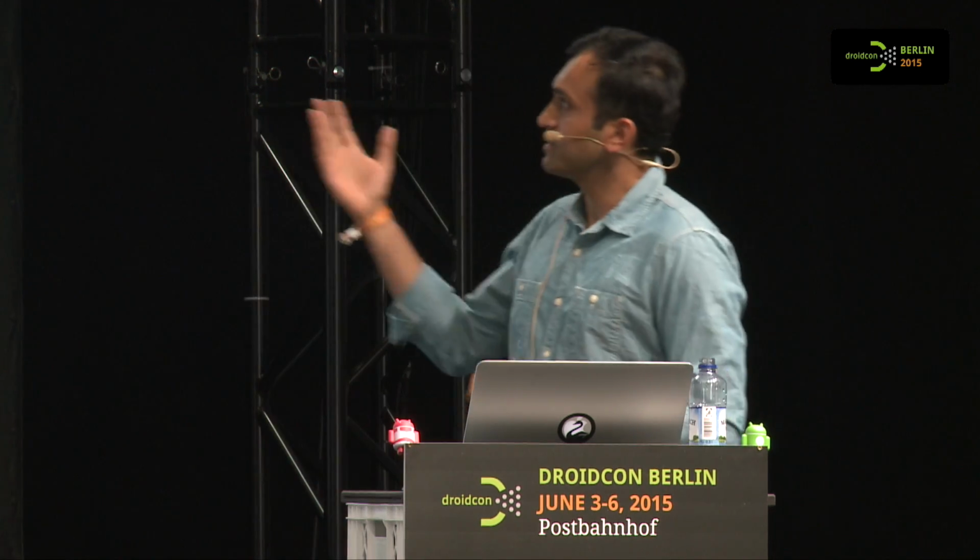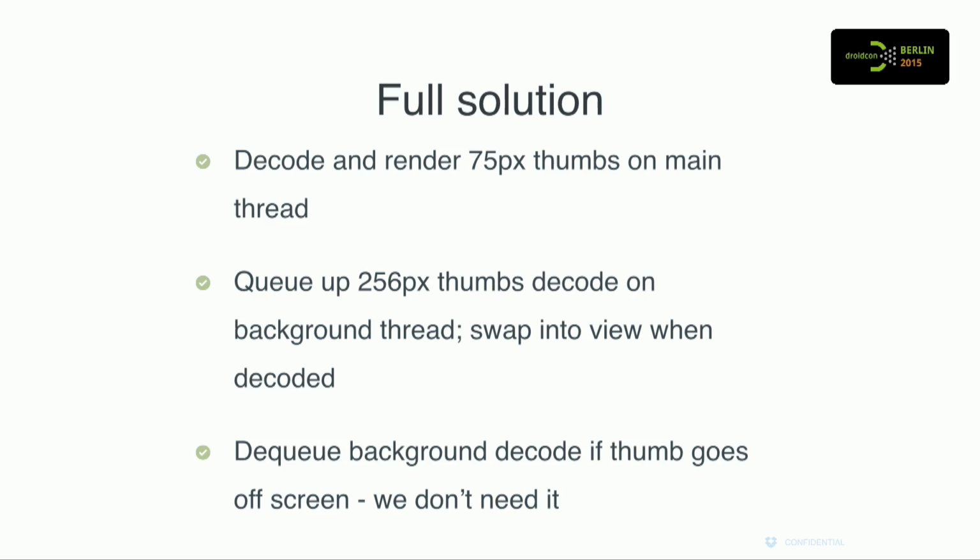They look crisp and clean. And so the full solution is basically, on your main thread, we're usually only decoding and rendering 75 pixel thumbnails. And you're queuing up the 250 pixel thumbnails to decode on a background thread. And we swap them into the view once they're actually fully decoded. But if you're scrolling fast and the image is now off screen, you want to dequeue those large thumbnail decodes off of your background thread so you're not doing wasted work.